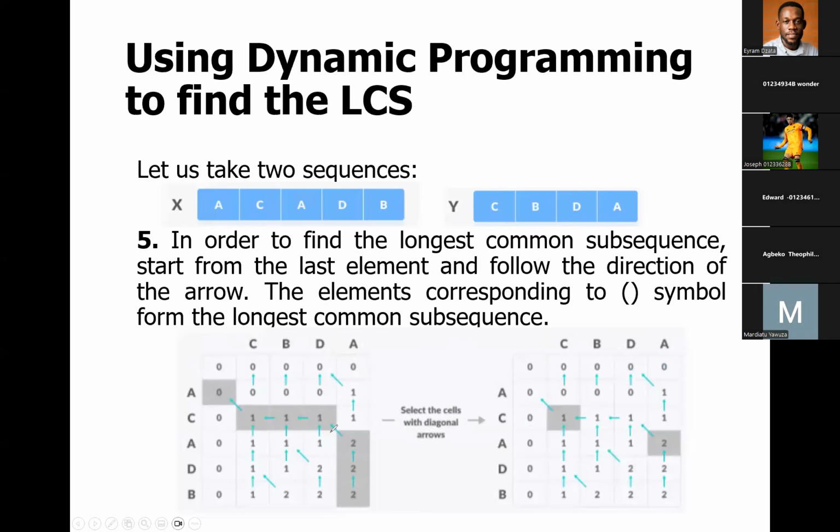So if I look at your table, depending on you pointing to this side, pointing here, instead of pointing up, you point here, it comes here, diagonal, it goes up and comes here, and then goes up here. Then in your case, your optimal longest common subsequence will be C, B.